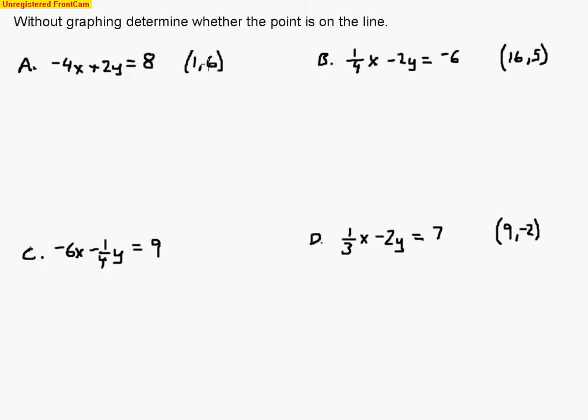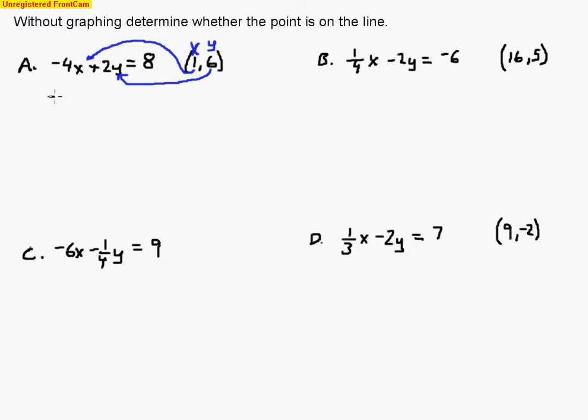And we have this point (1, 6). We want to see if this point is on this line. So what we need to do is figure out what is the x value, what is the y value. Here's our x value right here, and this is our y value. All we're going to do is take this 1 and put that in place of x. We're going to substitute. We're going to take the 6 and put that in place of y. And so what we've got is a numerical expression, and we just need to evaluate it.